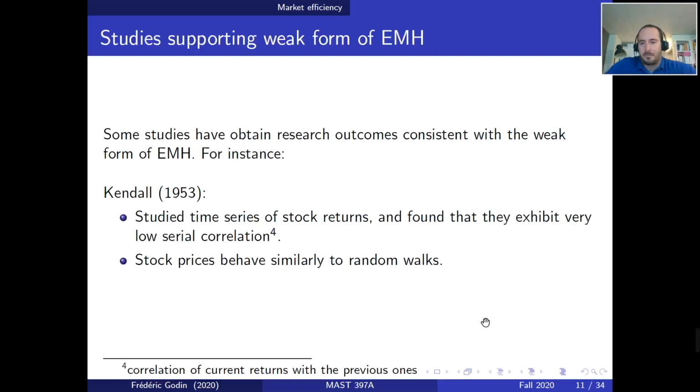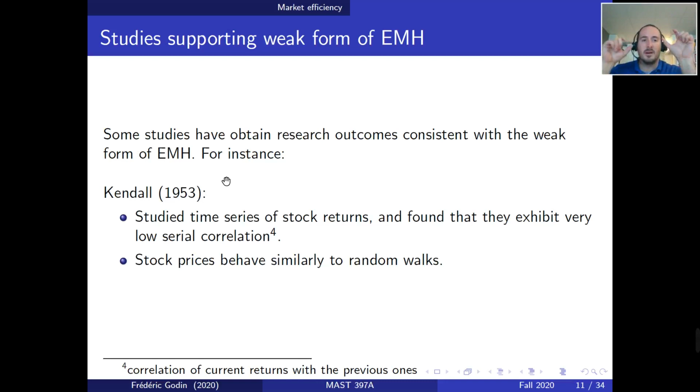A very early study was done by Kendall in 1953. He took the price history for many stocks, calculated serial correlations, and found that they were very low. Because of the low correlations, the author deemed that stock prices behave pretty much like a random walk.